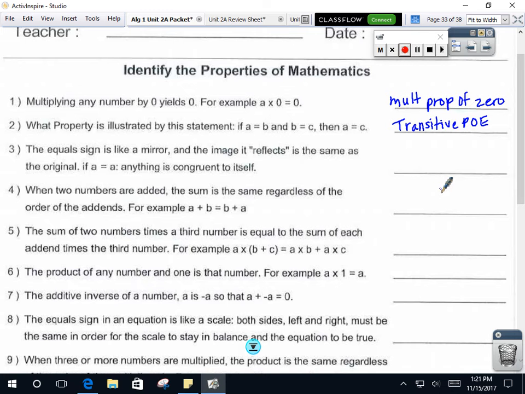Number 3, the equal sign is like a mirror, and the image it reflects is the same as the original. If A equals A, anything is congruent to itself. Reflexive property of equality.